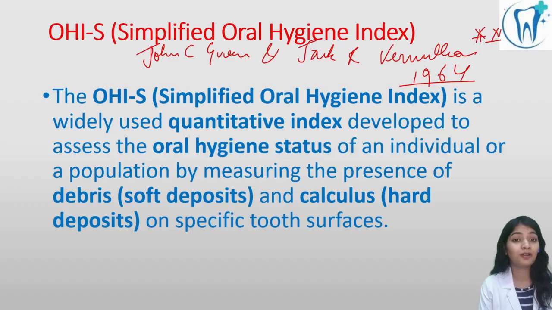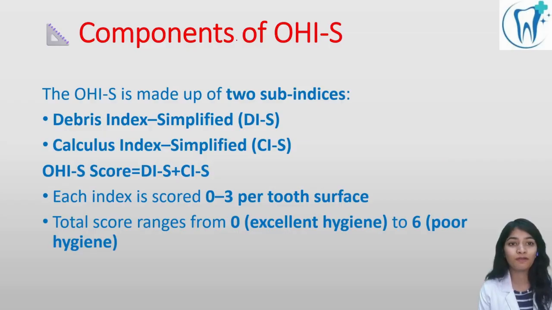Now see, the OHIS is a clinical method used to assess the oral hygiene status of an individual, providing a simple, quick and reproducible score. It involves evaluating only six specific index teeth to represent the condition of the entire mouth. Understand? Now see the components of OHIS.